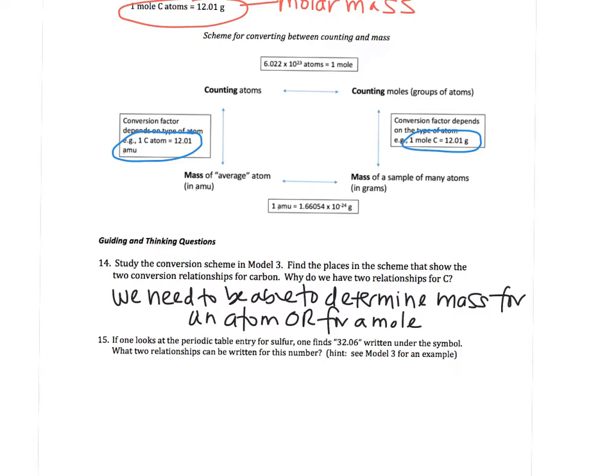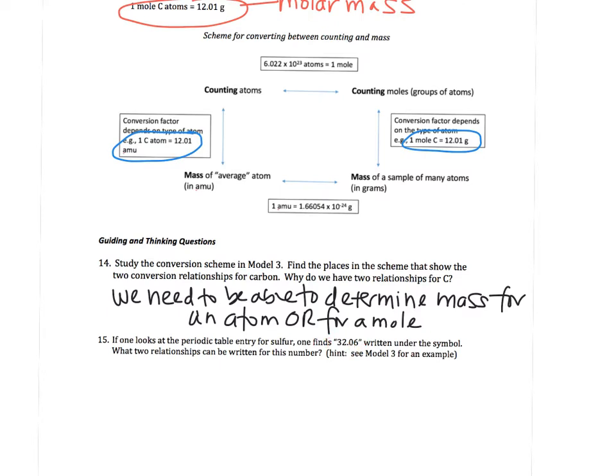One thing to point out is that we do have a conversion here, but this is not specific to carbon. So we can use this, remember this relationship: a mole of atoms is 6.02 times 10 to the 23rd atoms, or donuts or whatever we want. It doesn't matter what kind of atom it is. These, it does. Now, if we look at the periodic table entry for sulfur, we're going to find 32.06.